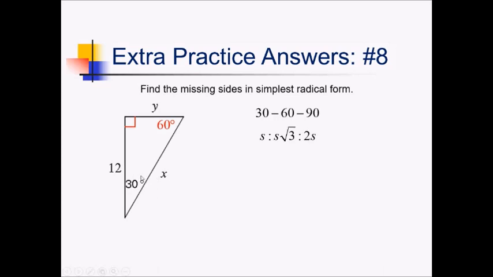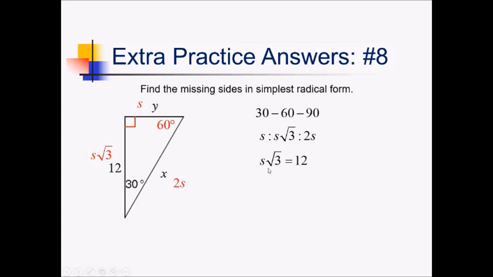So the s is going to be across from 30. Across from 60, we've got s radical 3 over here, and our hypotenuse across from the 90 degrees is our 2s. So let's look at what they actually gave us in terms of constants. The only constant we have is this 12 over here, and this goes with the s radical 3 side. So we can say s radical 3 equals 12, and if we solve for s, that should help us find the sides we're actually looking for.